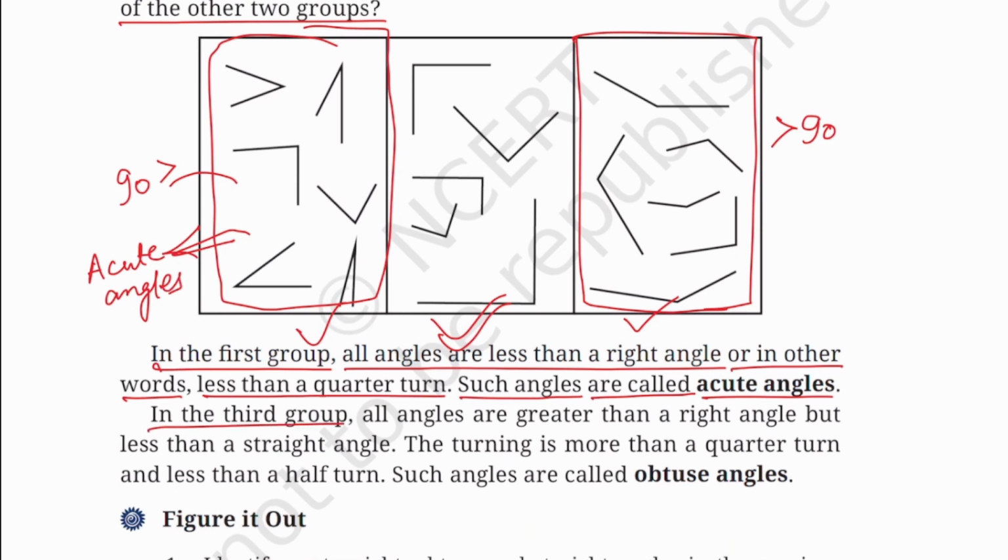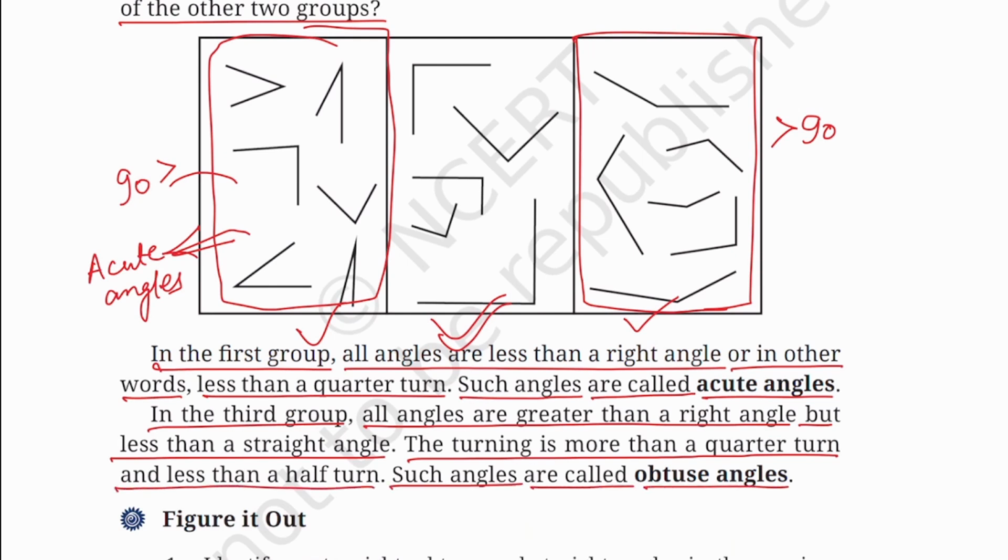In the third group, all angles are greater than a right angle but less than a straight angle. The turning is more than a quarter turn and less than a half turn. Such angles are called obtuse angles. These angles are called obtuse angles.